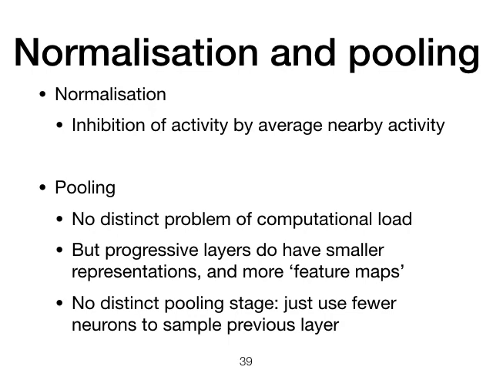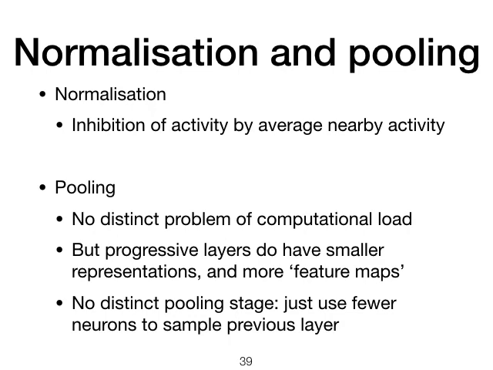Okay. So if we look at normalization and pooling in these contexts, normalization is effectively the inhibition of activity by average nearby activity. Pooling, well, in biological systems, there isn't a distinct problem of computational load. So we don't have computational load; everything just works in parallel in the brain.